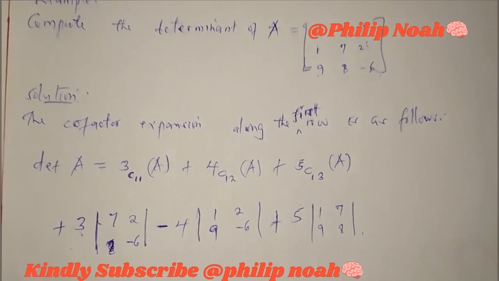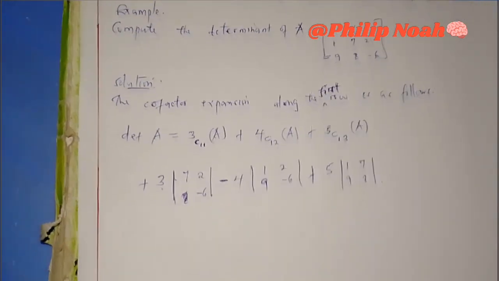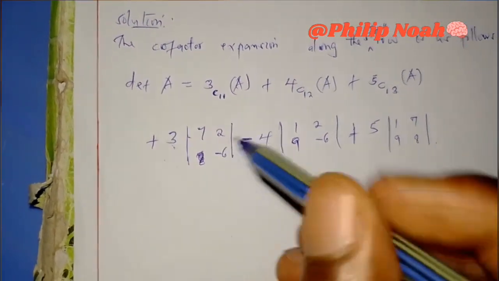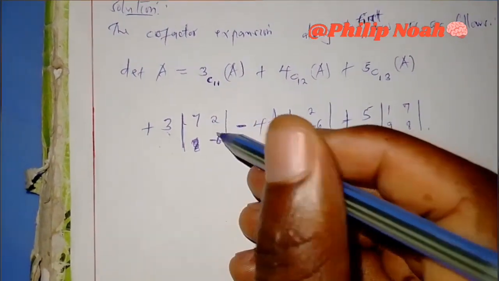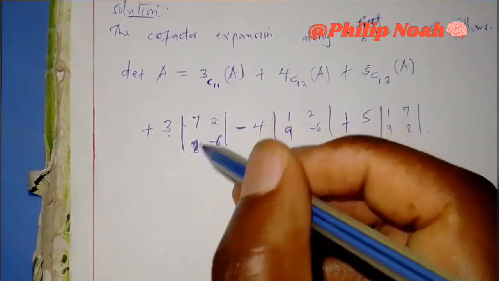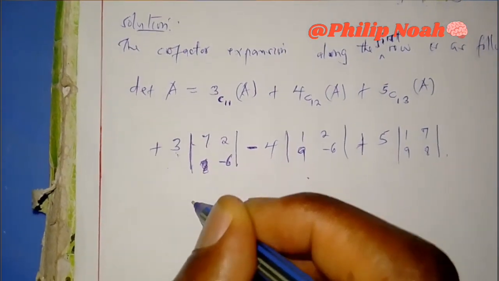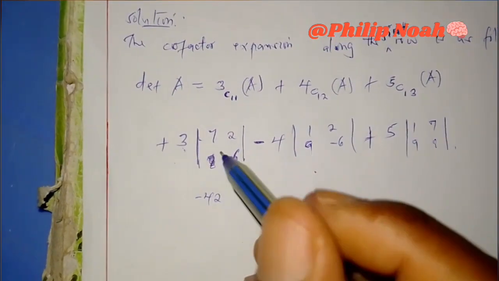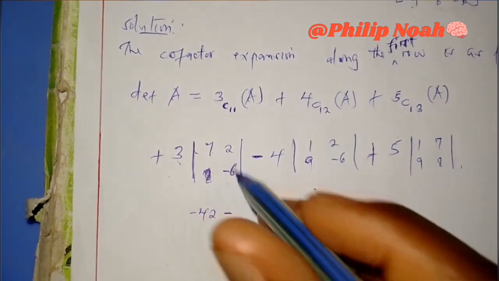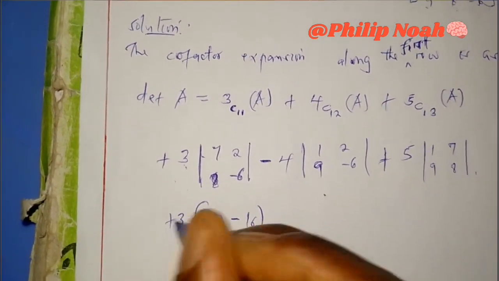Are we there? So it's easier to determine the determinant of a 2 by 2 matrix. You just take the product of the elements in the main diagonal. We subtract the product of the elements in the other diagonal. So we take this 6, we multiply by 7. That gives us negative 42. Negative 6 times 7, negative 42. We subtract 8 times 2, that is 16. But the whole of this will multiply by positive 3.